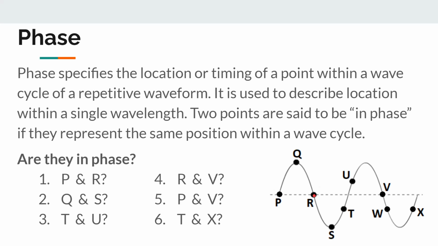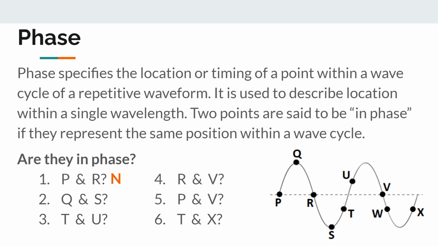Now they are both at equilibrium. Okay, that is true. That does not mean that they're in phase. In order for those points to be in phase, they need to be at the same position within the waveform, and they're not. Although they are both at equilibrium, if you look at point P, it is at this point where the wave is moving toward this crest, and this one's toward a trough. So those are not going to be in phase with one another. They don't represent the same point within the waveform.